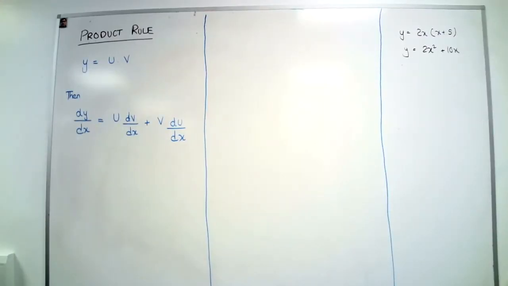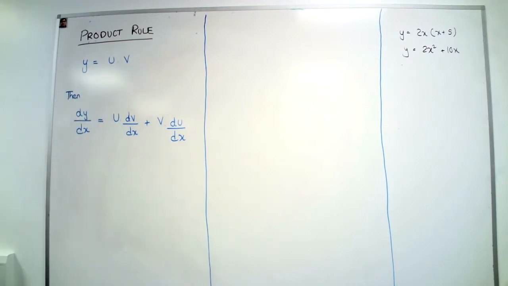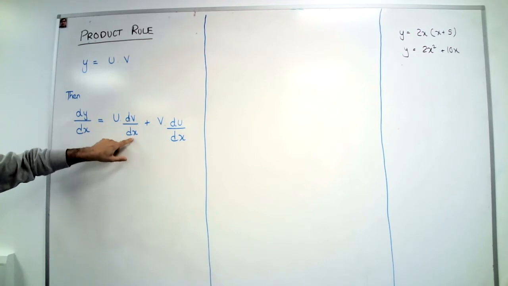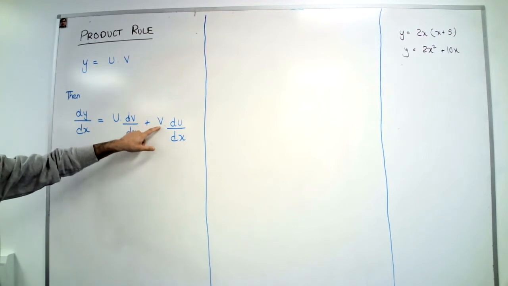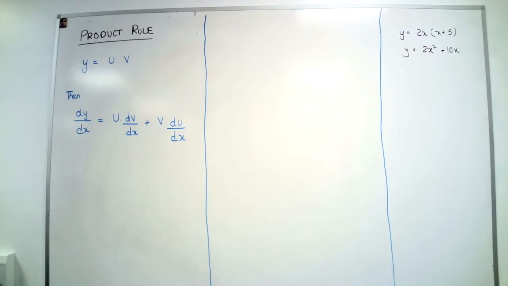Let's say we got y equals u dot v, where u and v can be anything. Then according to the product rule, if I want to differentiate this thing, dy over dx, it will be u on its own, differentiate the v, dv over dx, plus, that's always going to be plus, v on its own and differentiate the u, du over dx. Now let me just give you an example of the product rule, and then we can have a look.